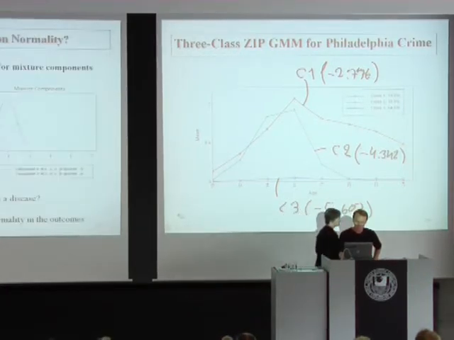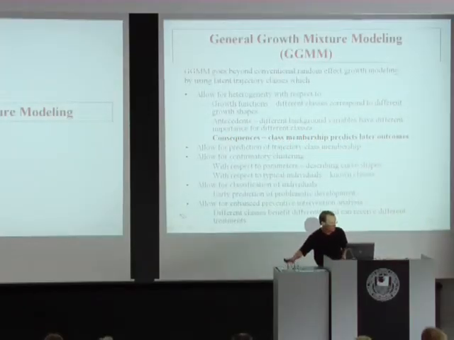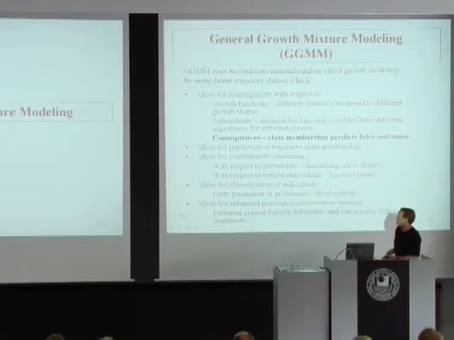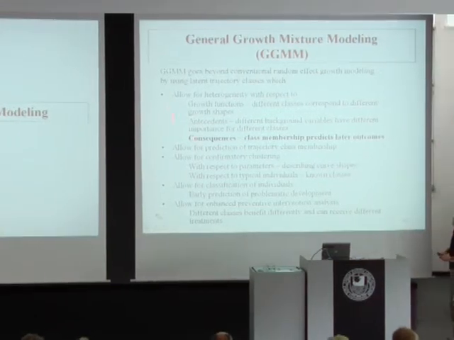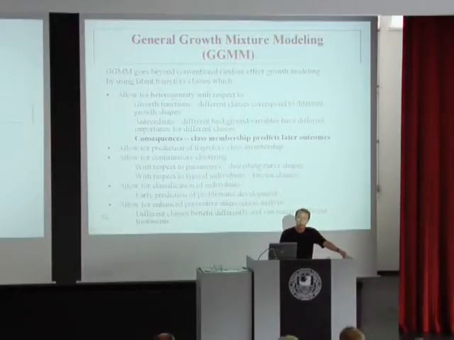So with that, let's get into general growth mixture modeling. By putting one more G here before GMM, we're really only adding one thing: consequences. Class membership predicts later outcomes. And we already talked about that a little bit in general, where we said that often it is the trajectory shapes that are predictive of later outcomes, not so much the growth factor values alone.